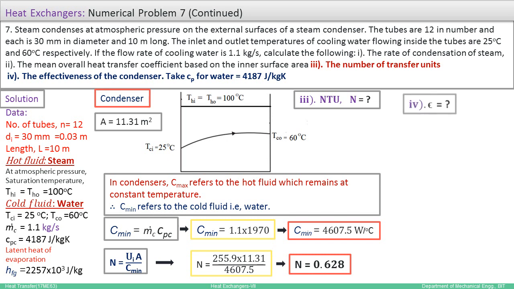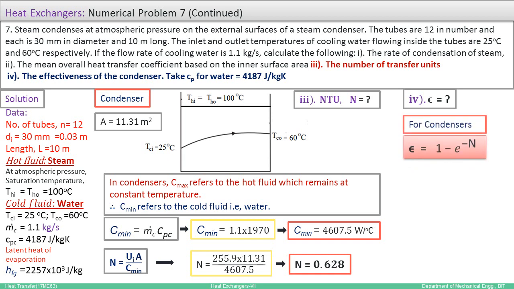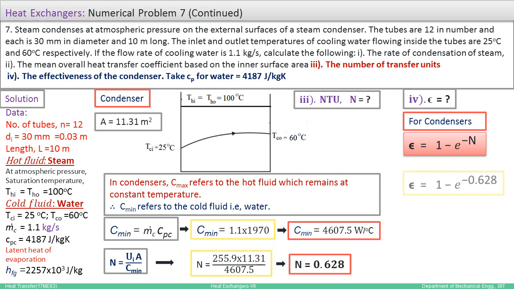Now the last part is to find out the effectiveness of the condenser, when you have this NTU. We know that the reduced expression for condensers or boilers, whether it's parallel flow or counter flow, the equation remains the same. So effectiveness of condenser is equal to 1 minus e power minus N. Substituting that value of N, we get the effectiveness for this case as 0.47. So all the four terms are found out.